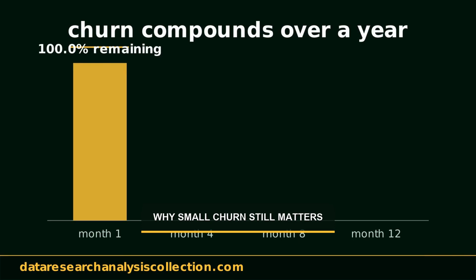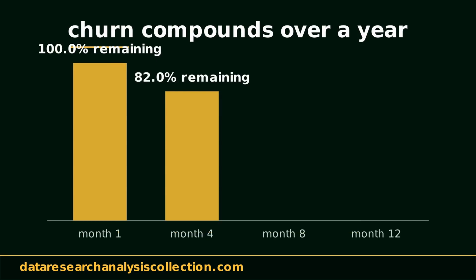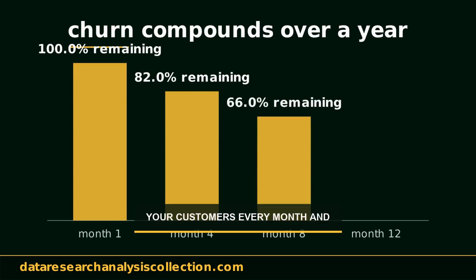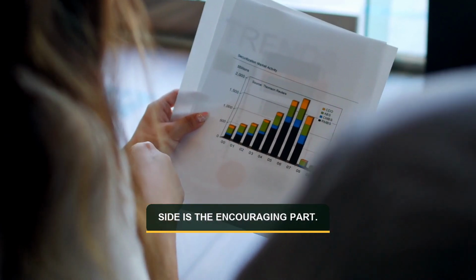Why small churn still matters? Here is why even a small churn number deserves respect. Churn compounds quietly month after month. If you lose 5% of your customers every month and add nobody new, you are not down 5% at the end of the year, you are down closer to half, because each month takes its cut of a slightly smaller group. The flip side is the encouraging part.